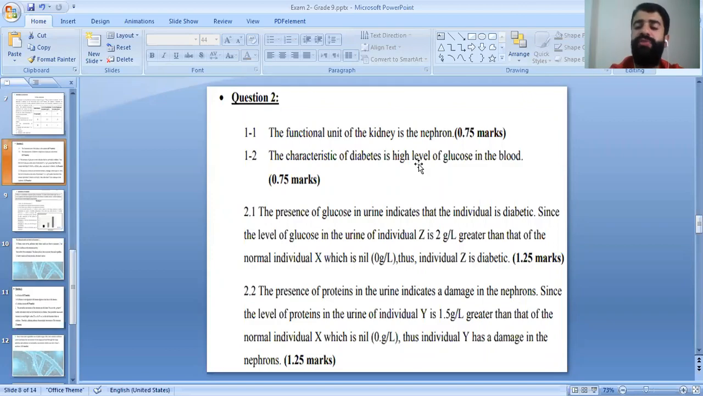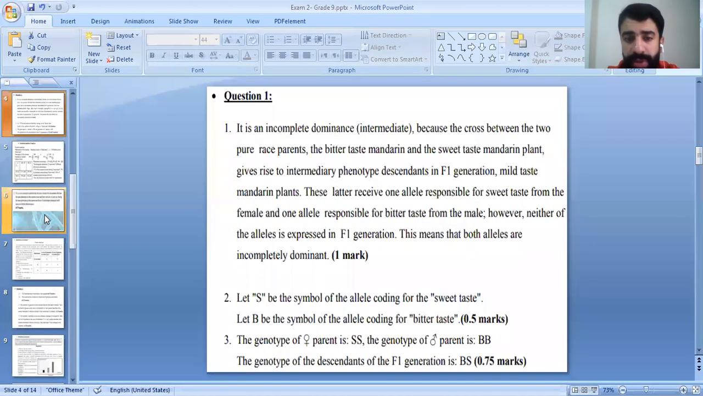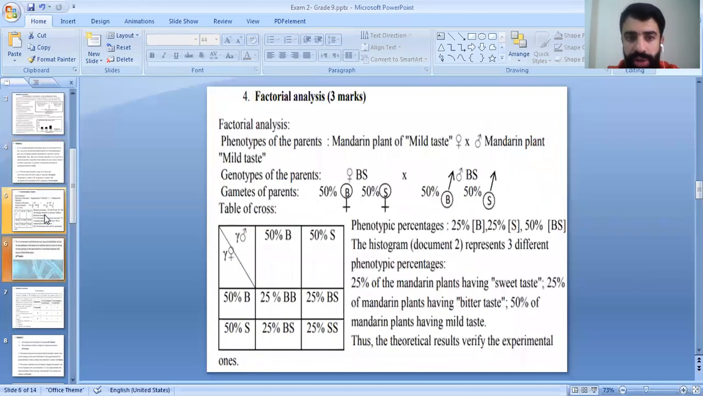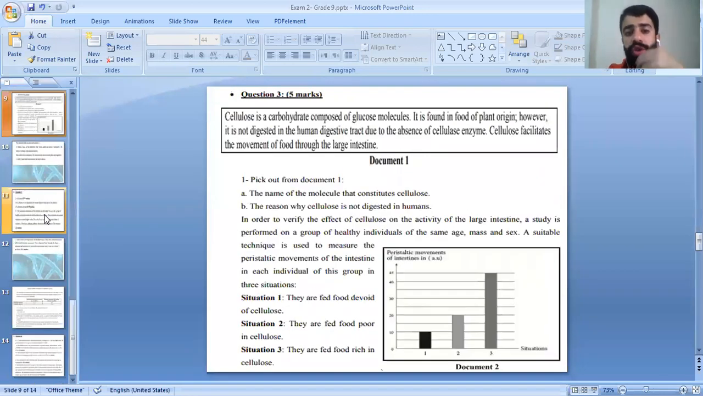While the presence of protein indicates the damage of the nephrons. So individual Y shows high level of protein compared to the normal, 1.5 gram per liter, while the normal shows 0 gram per liter. So individual Y is said to have damage in the nephrons due to the level of proteins found in the urine compared to the normal. This is the first two questions. The second question is 4 marks, while the first question is about 6 marks. So these are 10 marks over 20. Let's move to question number 3.